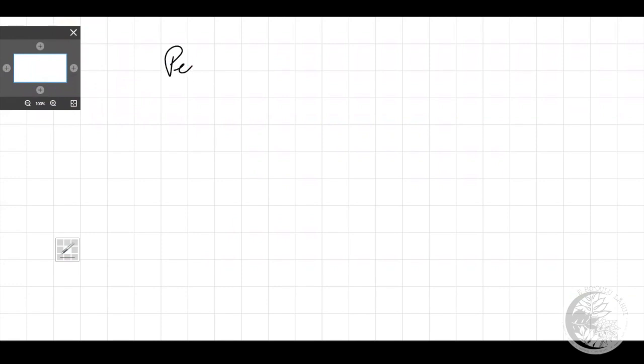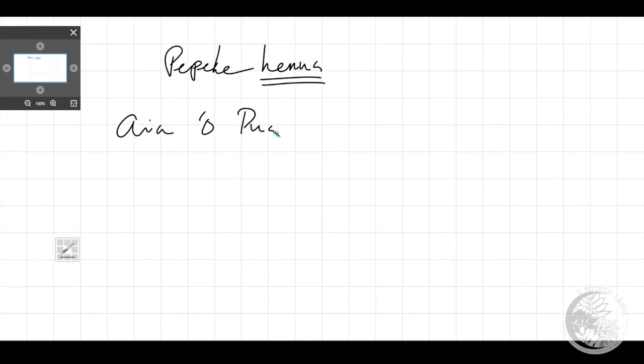So we call that again the Pepeke Henua. The meaning of honua, meaning location, again, space, time, and activity. So what would that be like? Well, let's look at some examples. I might say, aia ʻo Pua, yeah, and I'm talking about Pua being located somewhere. Let me rewrite this.